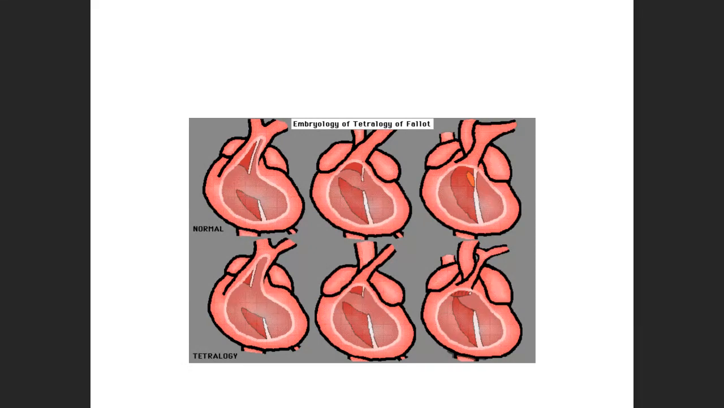In the case of tetralogy of Fallot, the conus septum, which is that white line from above, does not grow to meet the trabecular septum from below. And in fact, the conus septum is displaced anteriorly, which is to the left, and superiorly. So there is a defect in the septum. And that is what happens in the embryology of tetralogy of Fallot.